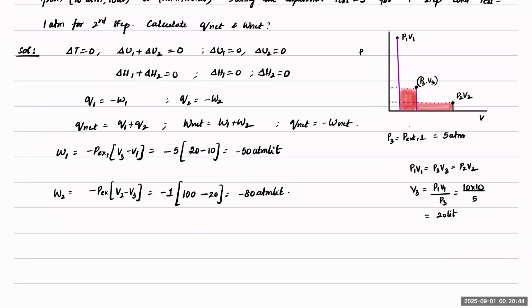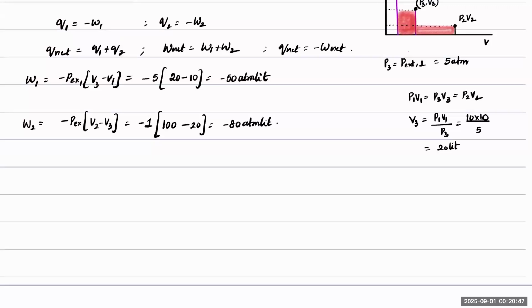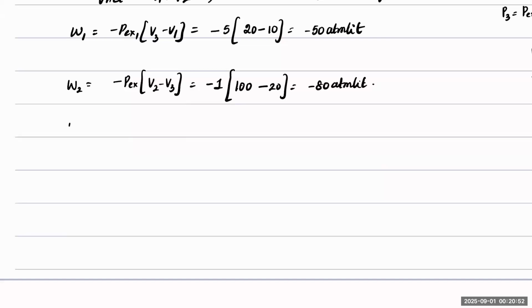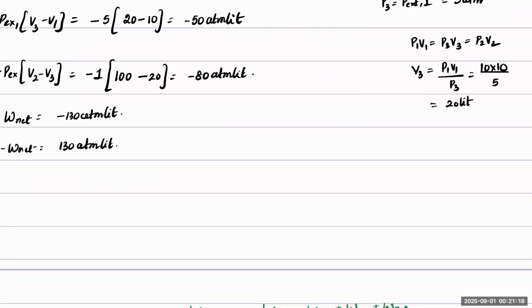Okay. Now, imagine if it was only in one step. Okay, so let me first write down the total work done. Total work done, or W net, will be equal to minus 130 atm liter. This is 130 atm liter. And that makes the total net work equal to minus W net, which is equal to 130 atm liter.